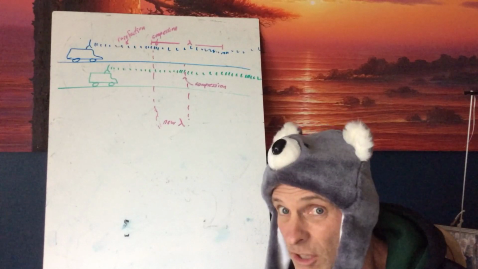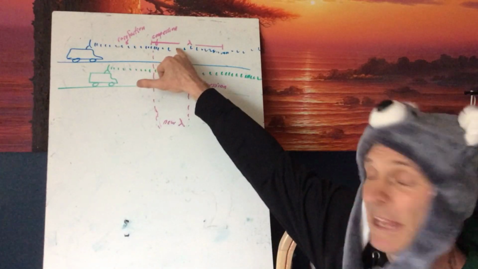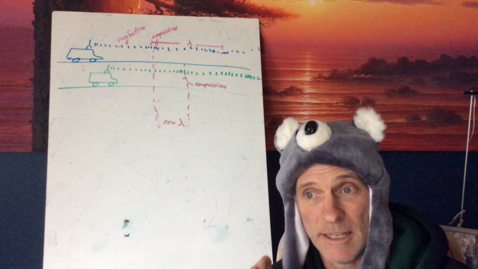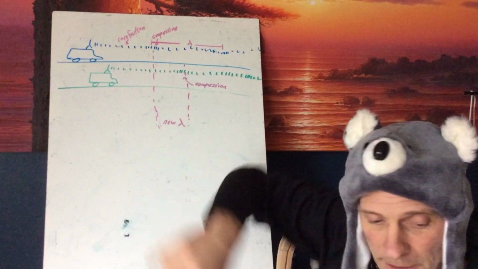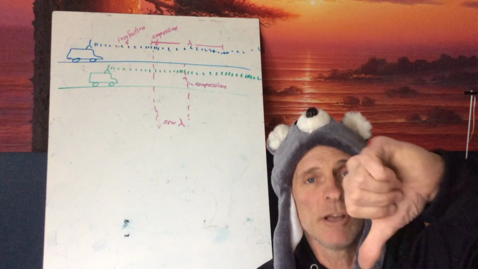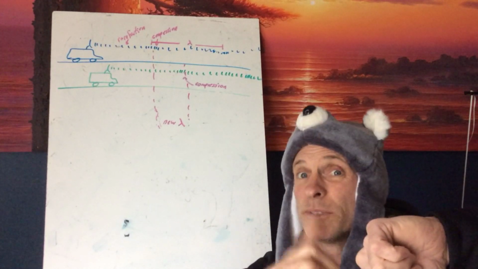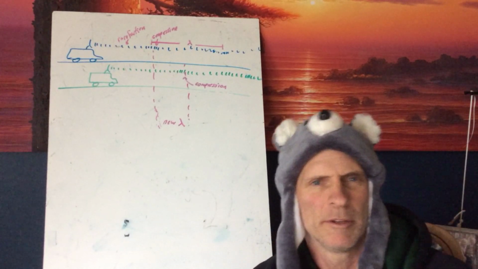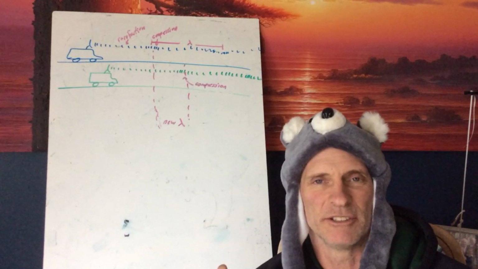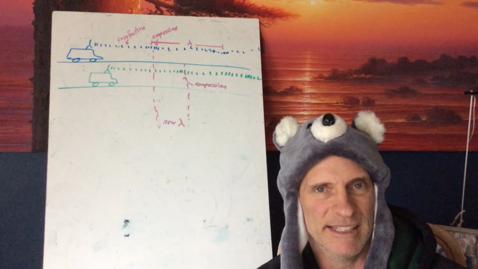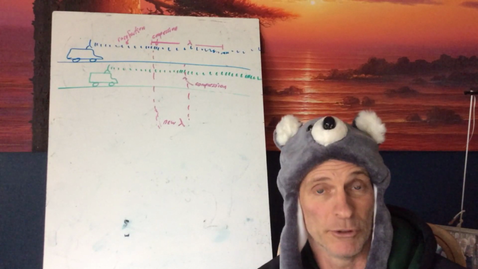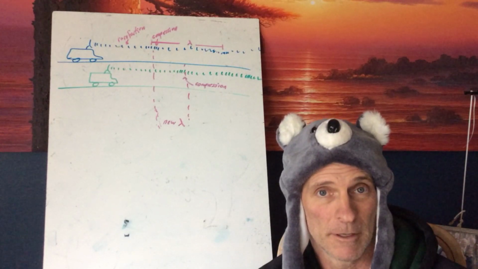So, the emission of the sound waves, the old lambda. The observer hearing those sound waves, the new lambda. And as we know, if lambda goes down, then frequency has to go up because the speed of sound is not changing. It's still going to be 343 meters per second in the medium of air at room temperature of 20 degrees Celsius.